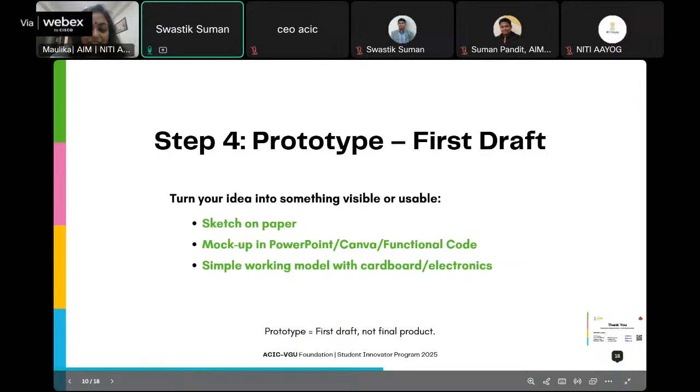So here we'll talk about the prototype and first draft, where we generally turn our idea into something visible and usable, where we can take two or three kinds of categorical pointers: sketch on paper, mock up in PowerPoint or Canva, or do some functional coding for software, or build a simple working model with cardboard or electronics. Here we have a little formula: prototype equals first draft, not final product.